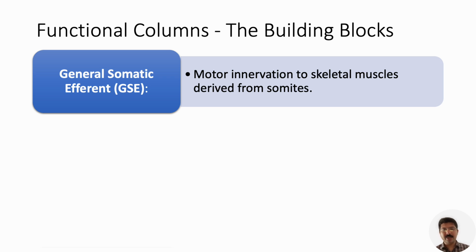These are motor fibers that control skeletal muscles derived from embryonic somites. Somites are early developmental structures that give rise to much of our musculoskeletal system. Think of the muscles that move your eyes, allowing you to track objects, or the muscles that move your tongue, enabling you to speak or swallow. These are typically innervated by GSE fibers.